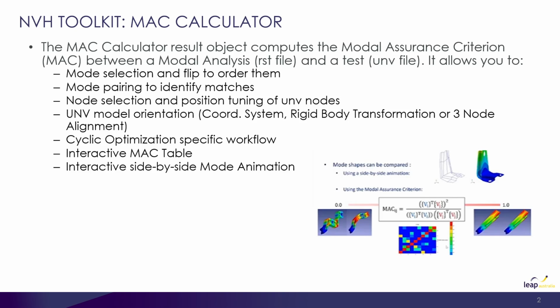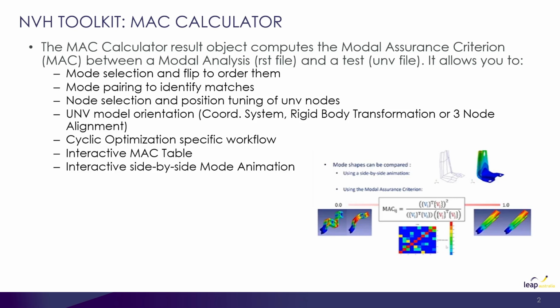Now, the tool also allows you to display animations of both the Ansys mode and the test mode next to each other, which gives you a nice comparison again. Also, when you import your UNV file, it may not be at the right position. So the tool also allows you to do coordinate transformations or an alignment through nodal alignment, or use local coordinate systems, or just rigid body transformations in general, basically to position the UNV file close to the Ansys file in order to do that matching.